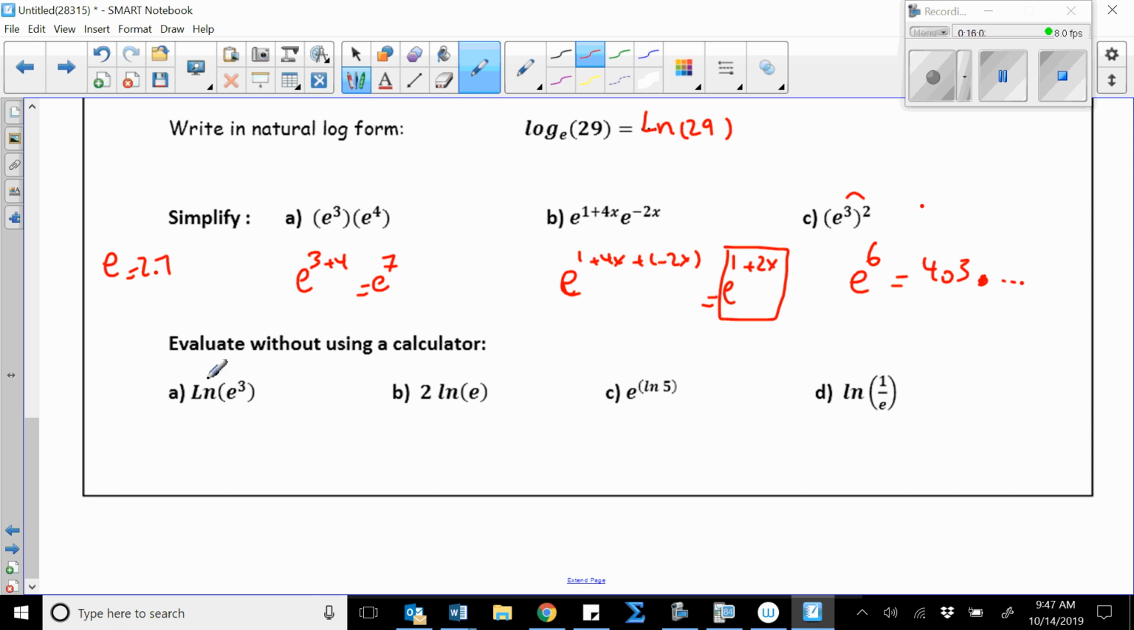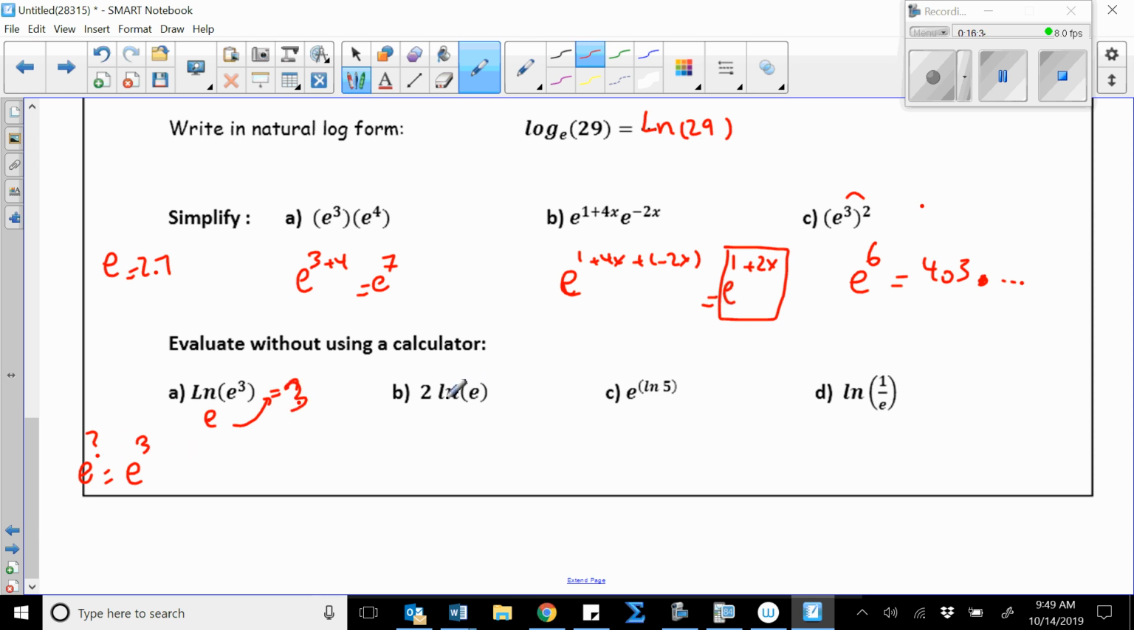Now let's work on this problem. Evaluate without using a calculator. In this case, I have ln of e to the power of 3. We know that ln is the natural log, and the base is actually e. So I want to know e to the power of what number is equal to e to the power of 3. That's absolutely 3.